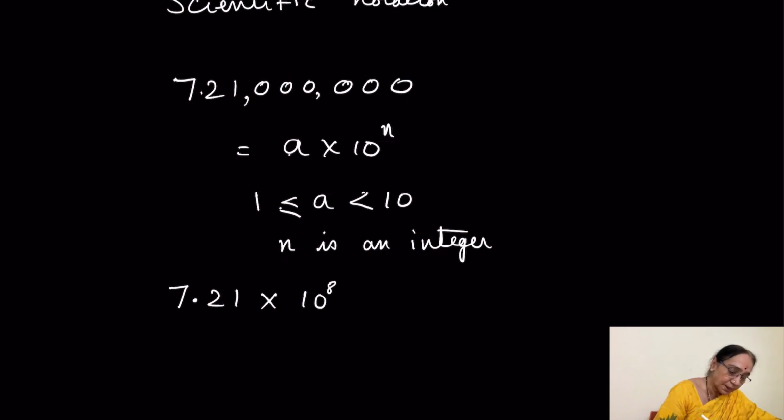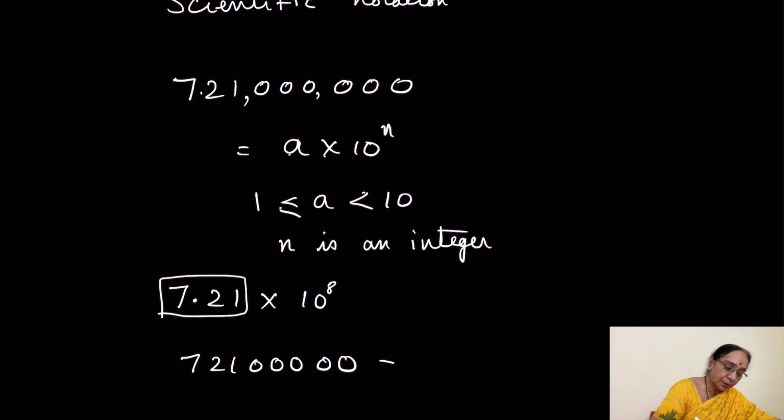Now you will notice that the 7.21 lies between 1 and 10. It's greater than 1 and less than 10. And here you have a power of 10. So the scientific notation or the standard form of 721 million is 7.21 into 10 to the power of 8.